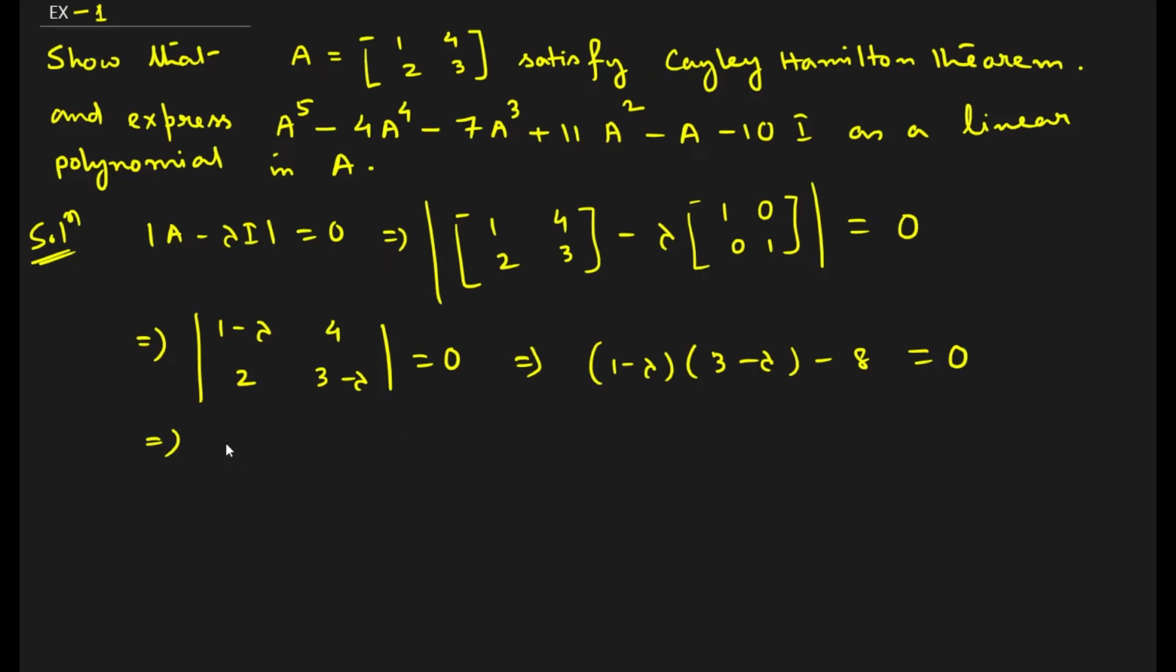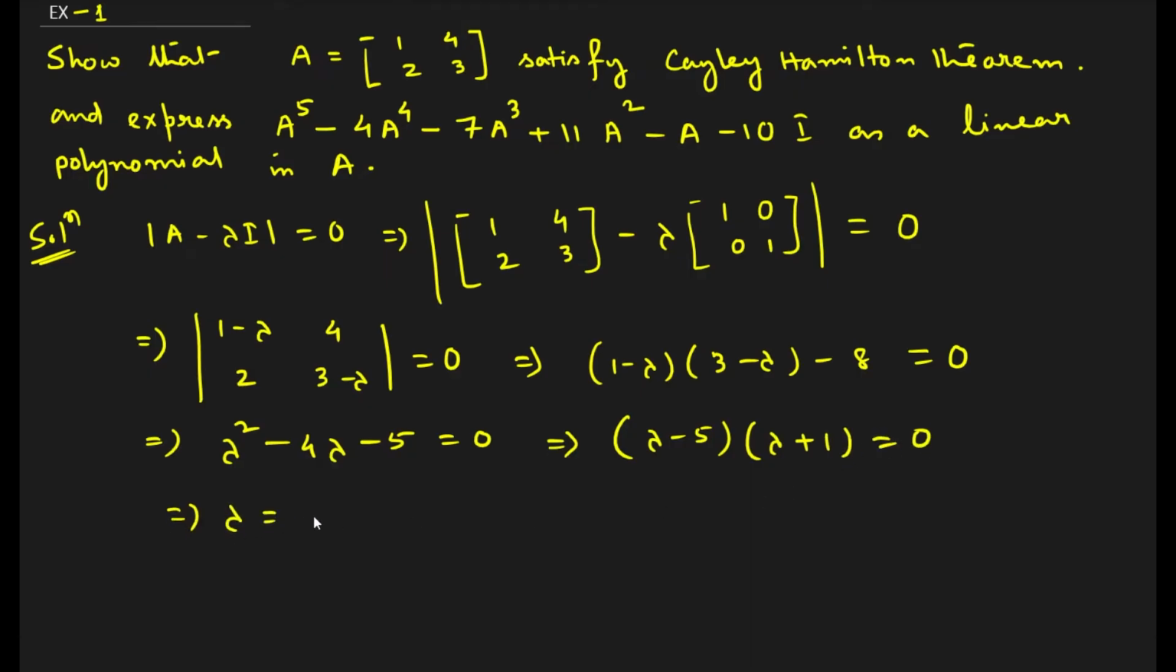So if we expand it, we will get lambda square minus lambda minus 3 lambda. So it is minus 4 lambda, and then 3 minus, it is minus 5 equals to what? 0. Now if we factorize it, you will get lambda minus 5, lambda plus 1 equals to 0. So this implies you get two values of lambda, 5 and then what? Minus 1. So these are what? Characteristics roots.